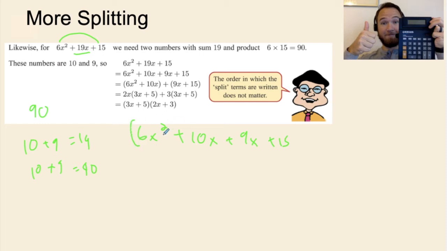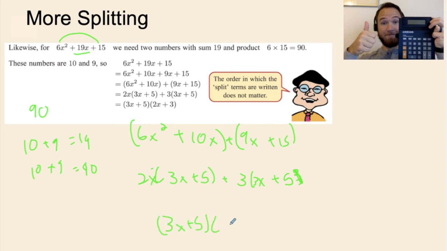Okay, and then we just group them. We take out what they share. 6x squared plus 10x, they share a 2x, and I'm left with 3x plus 5. And out of here, I can take a 3, and I'm left with x plus 5, or rather 3x plus 5. Now we divide this 3x plus 5 out of both, and it comes out front.